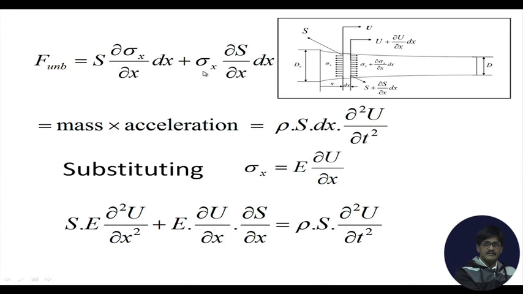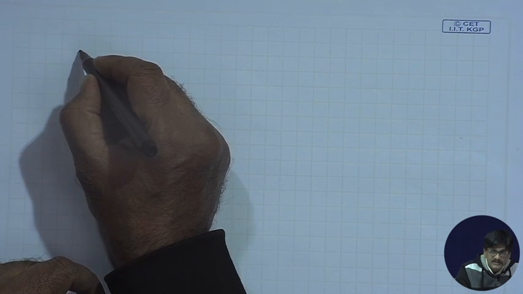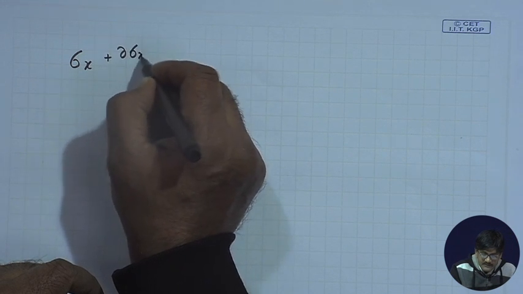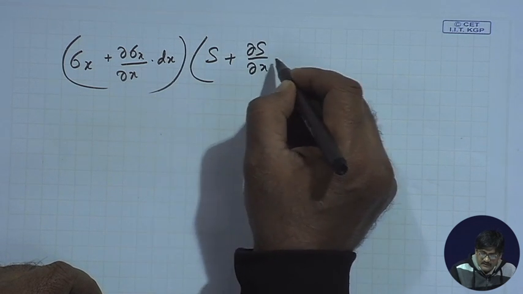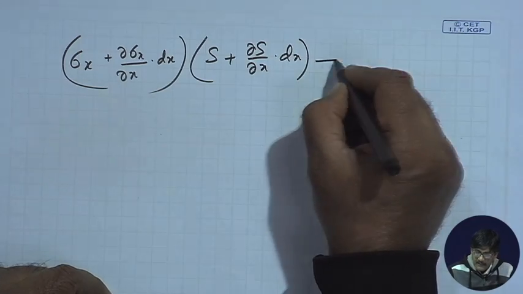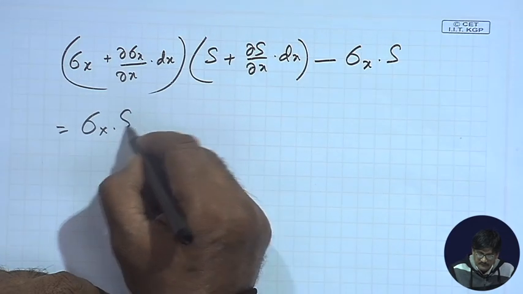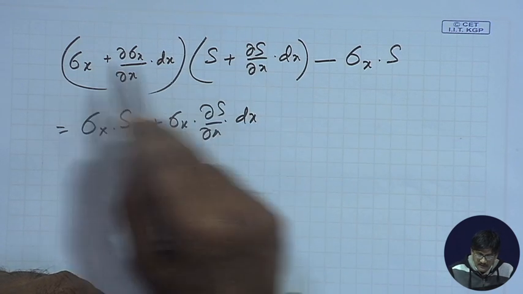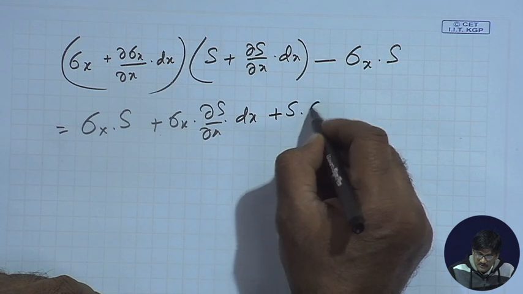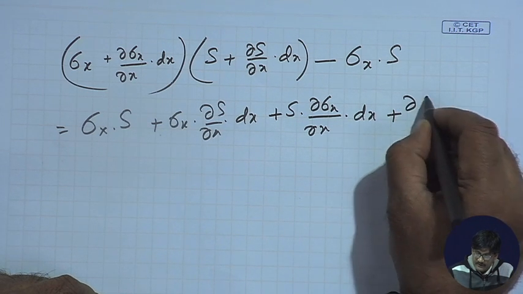So, ultimately we will get this particular expression. I think it will be a good idea to just have a quick look at the calculations. If I do it here, (sigma x plus del sigma x del x into dx) multiplied by (s plus del s del x into dx) minus sigma x into s, and if we expand it, we will have sigma x into del s del x into dx, plus s into del sigma x del x dx, plus, oh my, there are two different terms.